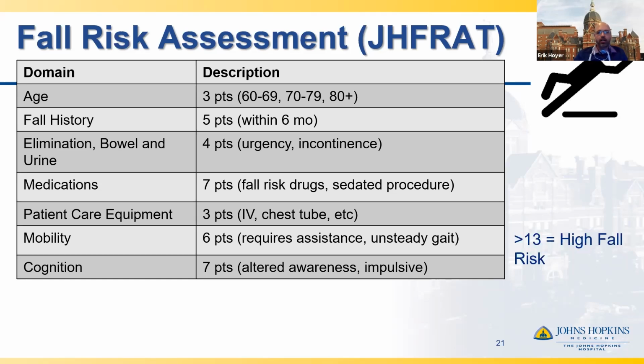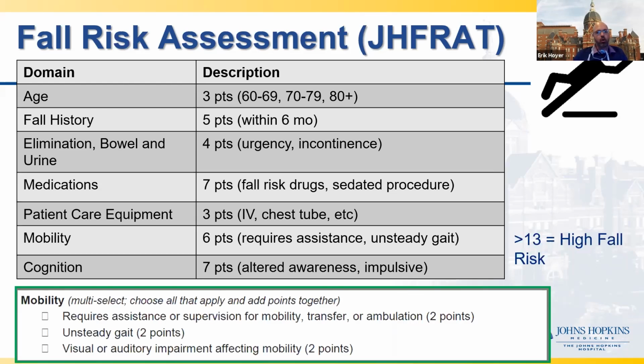If you score higher than 13, you're considered high fall risk. And I just wanted to give a little detail. The mobility component of this tool looks at whether the patient requires assistance or supervision for mobility, whether they have some kind of unsteady gait, or whether they have some kind of visual problems. You can get a maximum of 6 points based on those questions. The domains are age, fall history, elimination, medications, patient care equipment, mobility, and cognition.